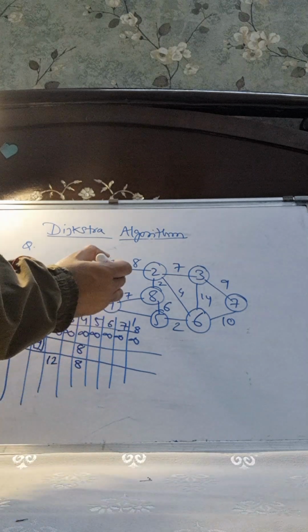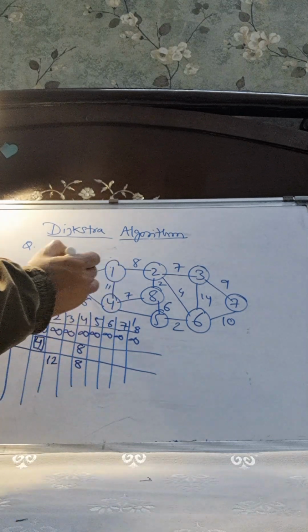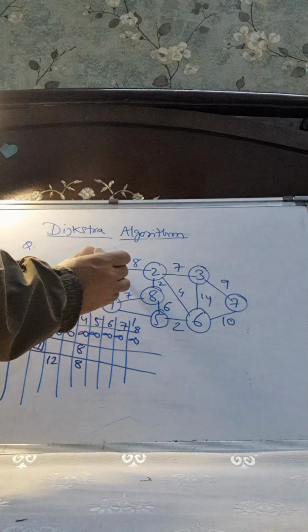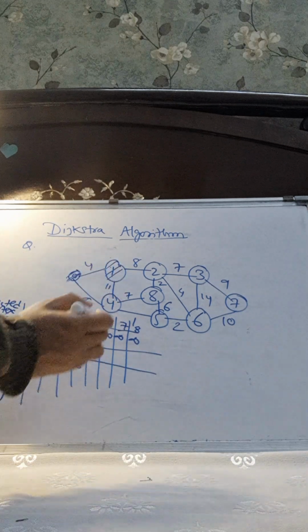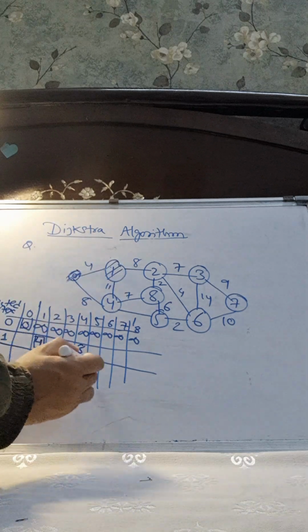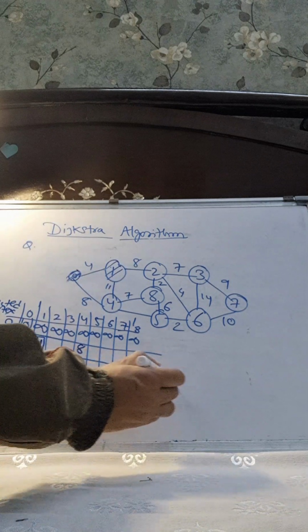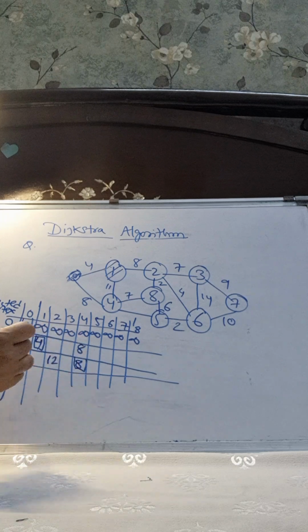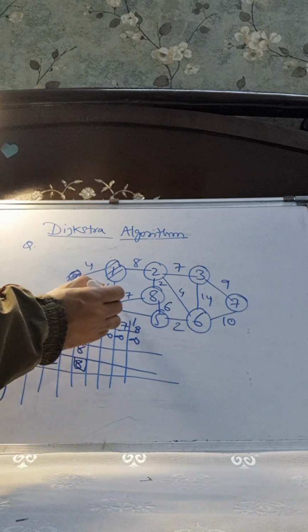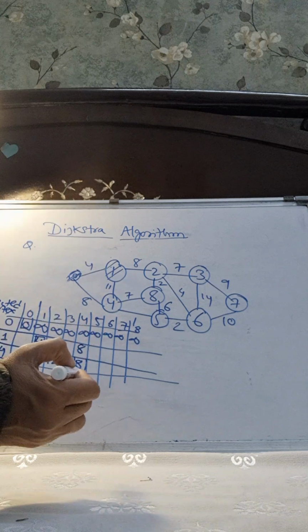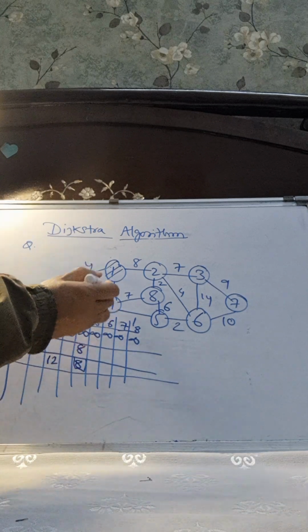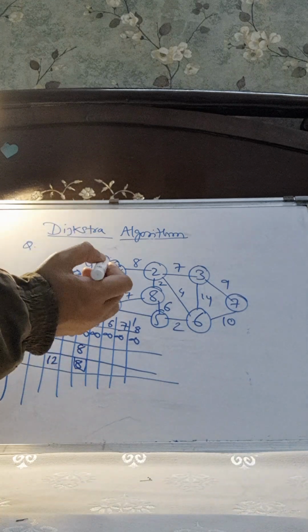After this step, we cannot go back to 0 because this vertex has already been visited. Now 1 has also been visited. We will mark it like this, and out of these two, which has the minimum cost? So 4 has the minimum cost. So the next vertex that we will visit, or select, is 4. From 4 we cannot go to 0, and we cannot go to 1, as per the Dijkstra algorithm.